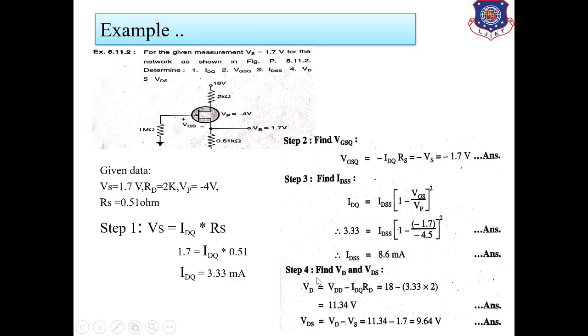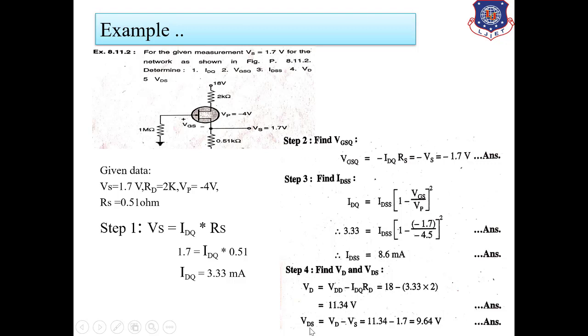Final step 4, find VD and VDS. We have the Kirchhoff voltage law equation, that is VD equal to VDD minus IDRD. VDD is already given from the circuit, you can see that it is 18 volt. 18 volt minus ID that you have calculated, 3.33, into RD, that is also given as 2 kilo ohm from the circuit. So put in all values and find out VD.